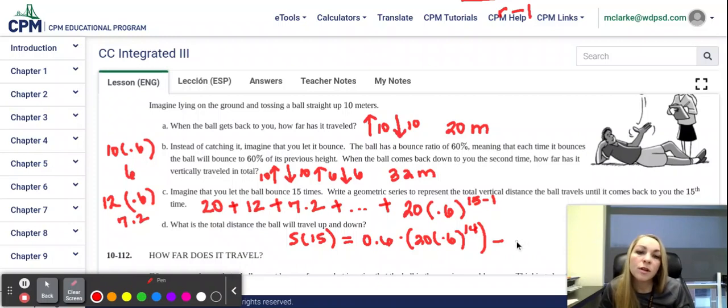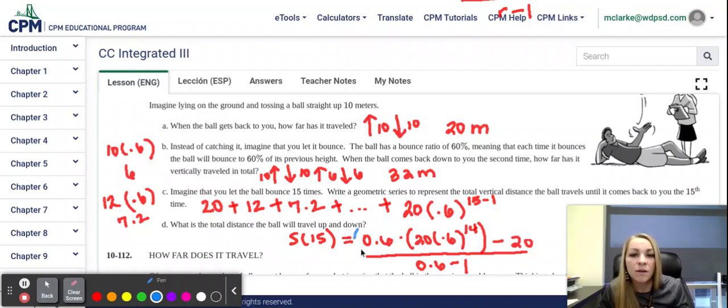So our first term is that 20. And then I'm going to divide this all by the rate minus 1. So 0.6 minus 1. Do make sure you've practiced this in your calculator. A lot of times students just get it wrong because of that. So make sure you do this first, subtract your first term, and then make sure this whole thing is divided by the 0.6 minus 1.